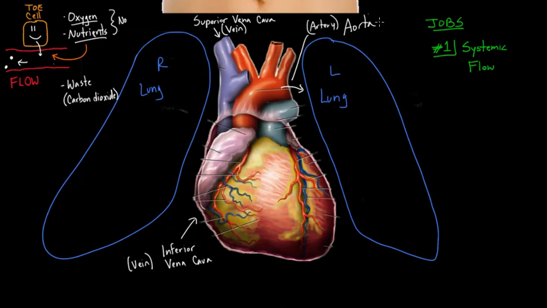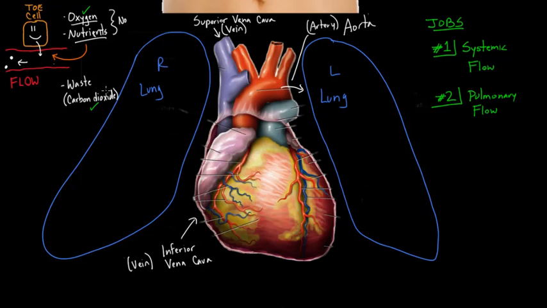But this isn't actually the only job of the heart. The second job of the heart is also on this picture, and it's called pulmonary flow. Pulmonary flow. So what does that mean? Well, we know that cells are expecting oxygen, right? We know this. And that they have a lot of carbon dioxide waste. Well, it's good to move things around. It's good to move blood around.